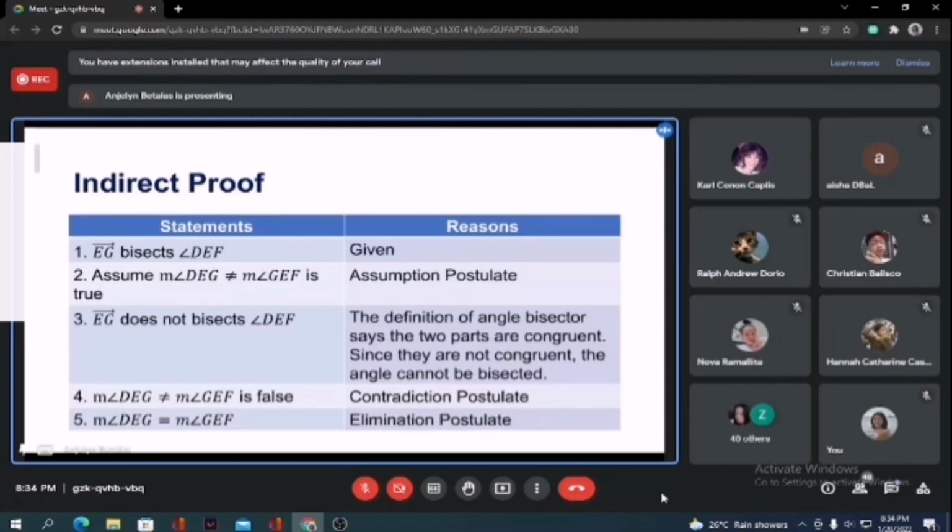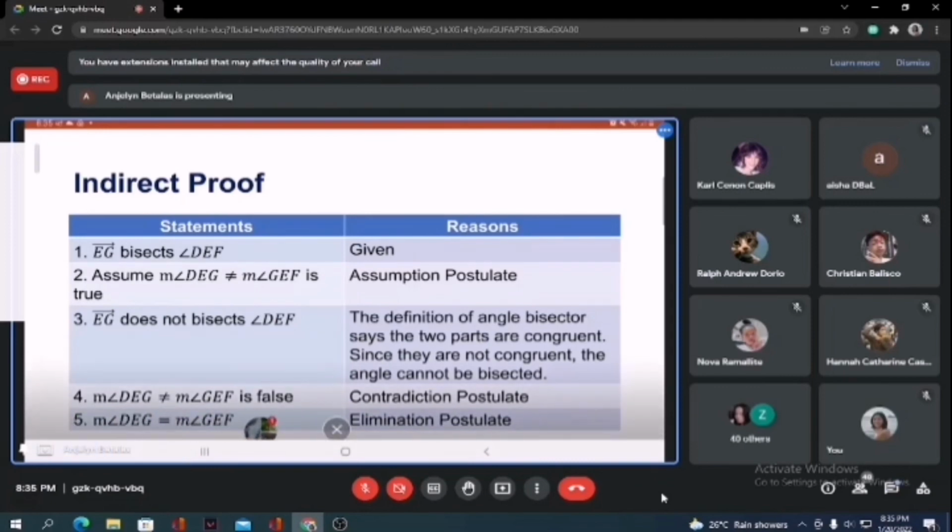Assume that the measure of angle DEG is not equal to the measure of angle GEF is true. So, i-assume nimo, dili siya equal. So, as assumption, postulate na siya. Number 3, EG does not bisect angle DEF. The definition of angle bisector says that two parts are congruent. Since they are not congruent, the angle cannot be bisected.